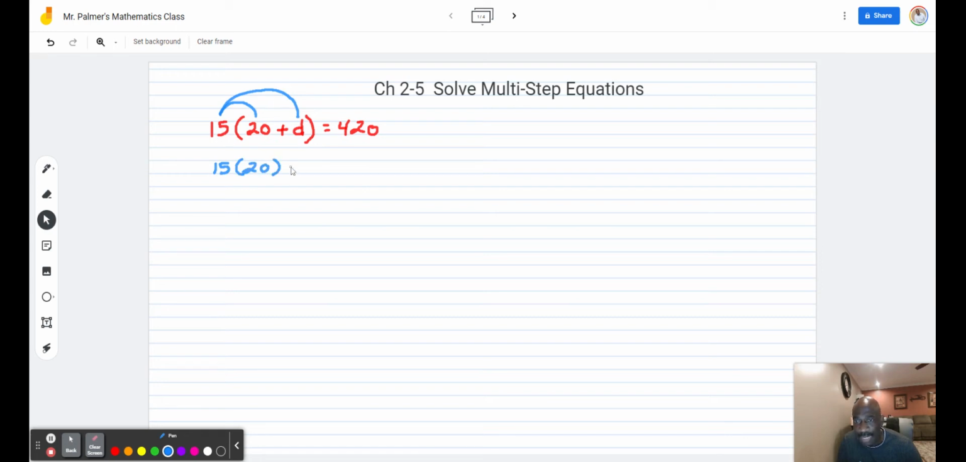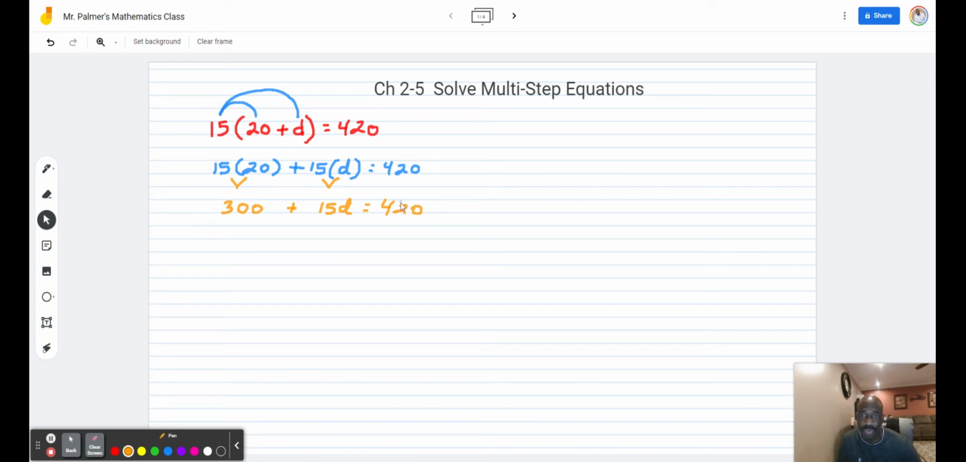Write it out. Then we're going to add to that, go back to the 15 again, 15 times the variable d equals 420. All right. That's how I need that written out. 15 times 20 plus 15 times d. Now, we're going to multiply this and we're going to multiply this. So 15 times 20 is 300 plus 15 times d is just 15d. Put it together without parentheses equals 420.